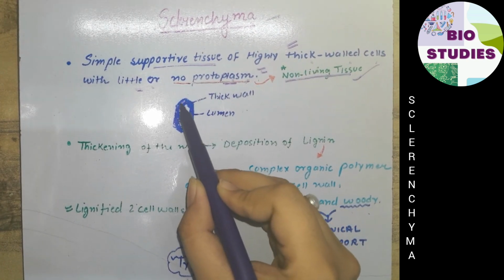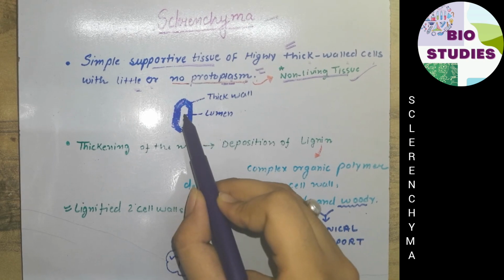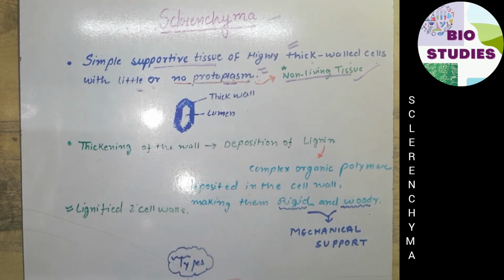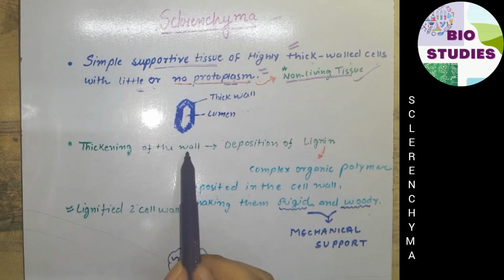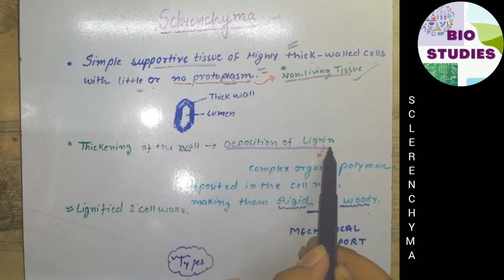Here you can see this is a thick wall and inside there is a narrow lumen. Thickening of the wall is due to the deposition of lignin.